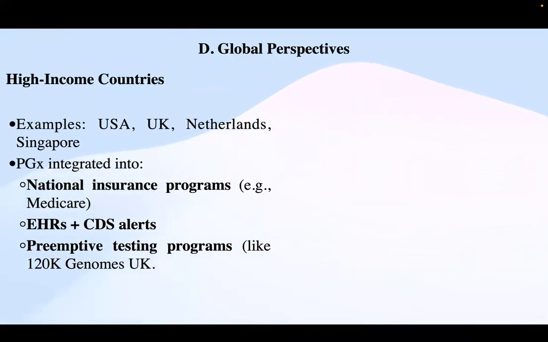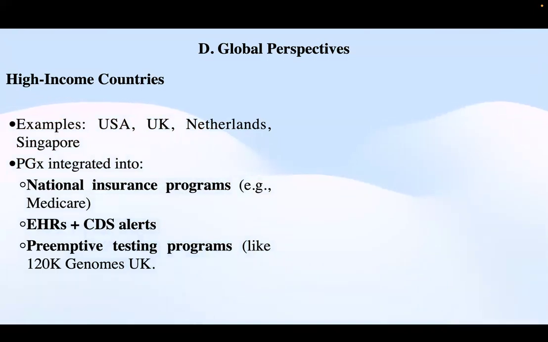Now we are moving forward with the global perspective. What is in the high income countries? For example, in the United States, UK, Netherlands, and Singapore, they have already integrated pharmacogenomics into national insurance programs, like Medicare, because that is also an issue. I think you remember the ethical and social issues. We also have that issue in insurance, right? Maybe some insurance does not cover your genetic test expense. So that needs to be carried out, and the high income countries have already integrated genomics data into national insurance programs under Medicare.